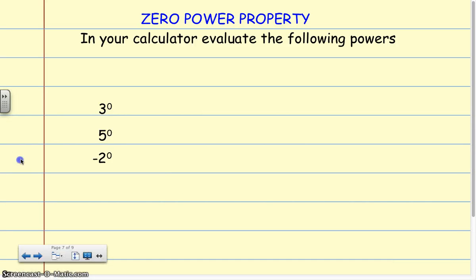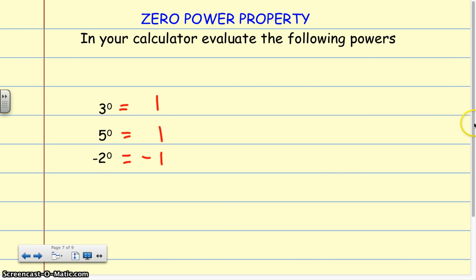Okay, today we're going to talk about the zero power property. Yesterday we talked about negative exponents. Now we're going to talk about a zero exponent. In your calculator, if you were to punch these in, you are going to find a pattern. 3 to the 0 is equal to 1. 5 to the 0 is equal to 1. And if I hit negative 2 to the 0, that would end up equaling a negative 1.